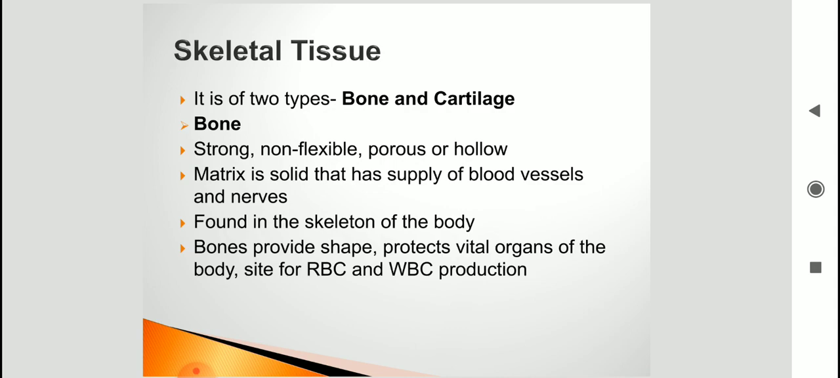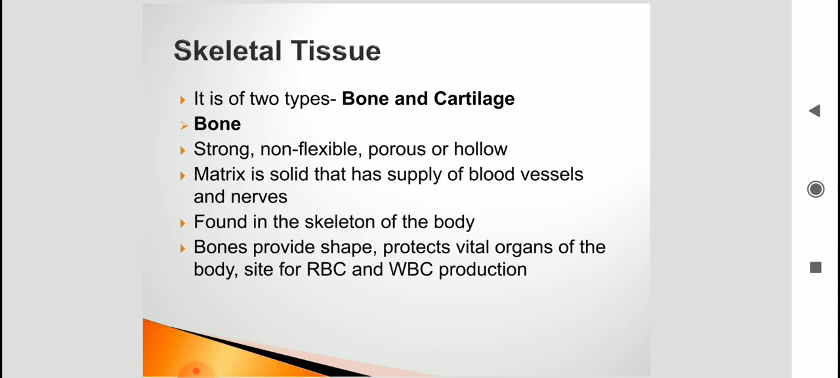And bones, you all are aware of that. What are bones? Bones are very strong, they are not that flexible. And if you just see the detailed structure of bone, you will find that it is porous. It has many pores inside, or they are quite hollow from inside, but they are very strong, they are not flexible. The matrix that is there inside bones is also solid, and they have a good supply of blood vessels and nerves.